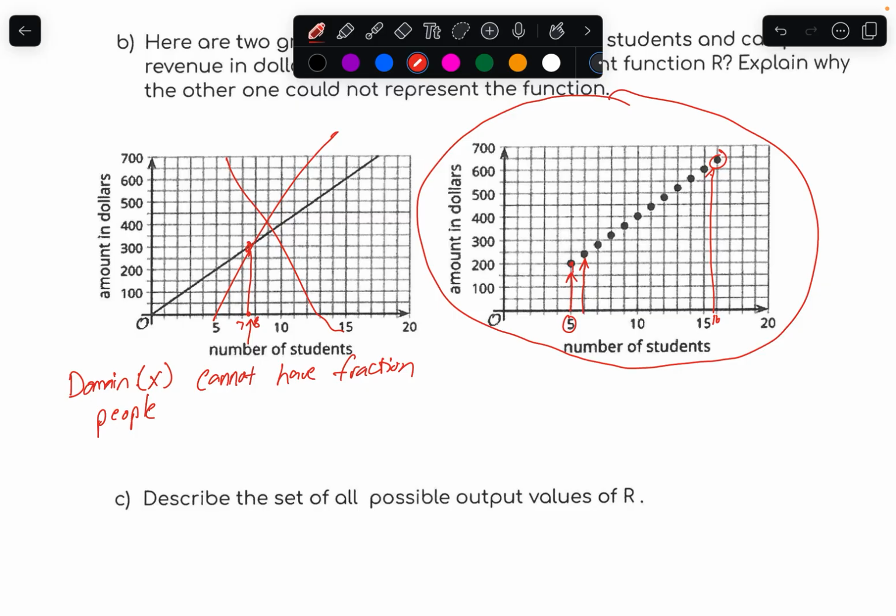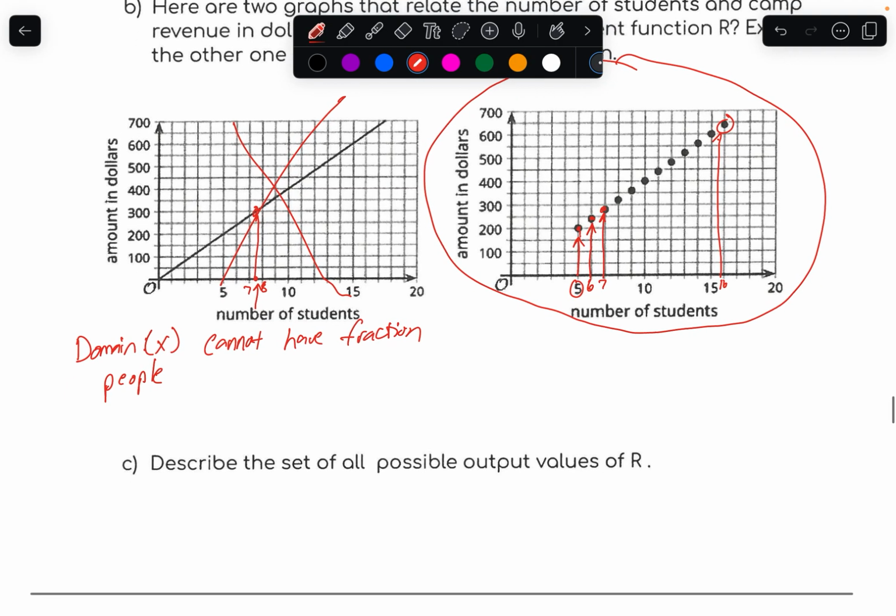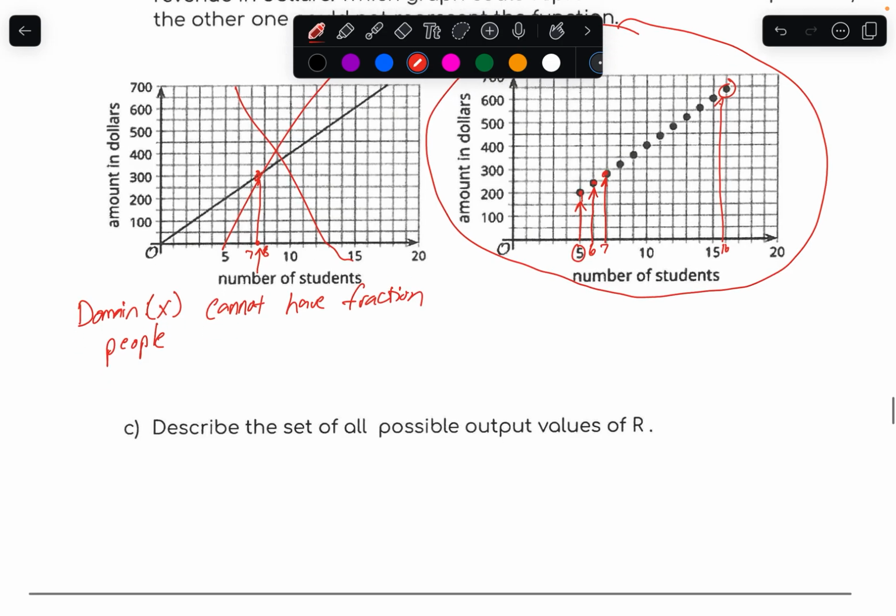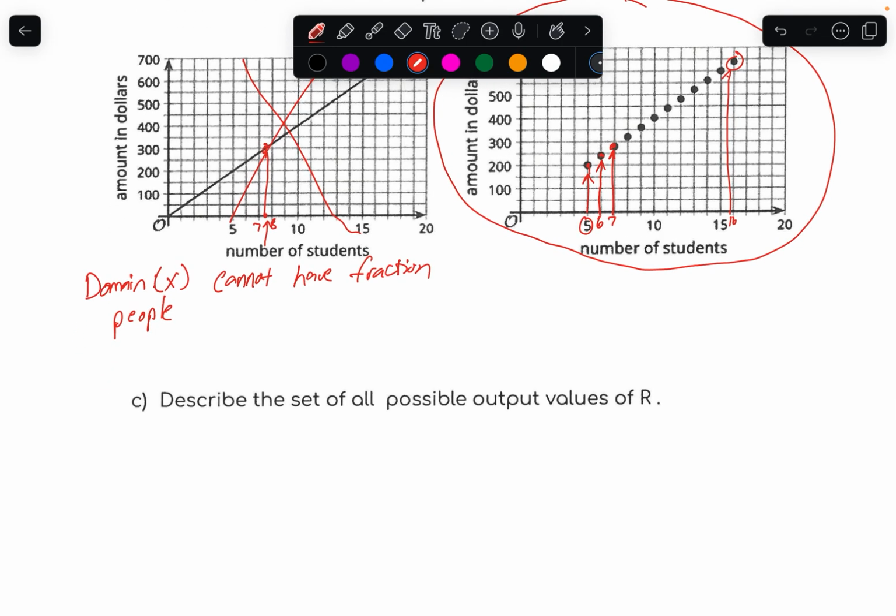There are only these possible values for the graph representing 5 people, 6 people, 7 people, all the way up to 16 people. So, cannot have fractional people. And once again, the domain has to be whole numbers between 5 and 16.